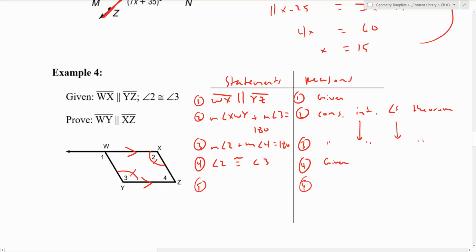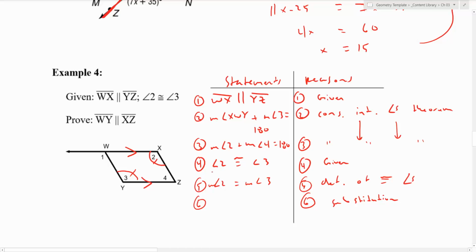Number 5. Let's do a little substitution here. If angle 2 is congruent to angle 3, and the measure of angle 2 plus the measure of angle 4 is 180, then, let's do this: the measure of angle 2 equals the measure of angle 3, by the definition of congruent angles. Now let's do a little substitution. Substitution property of equality.